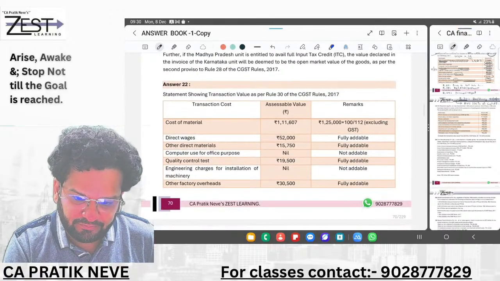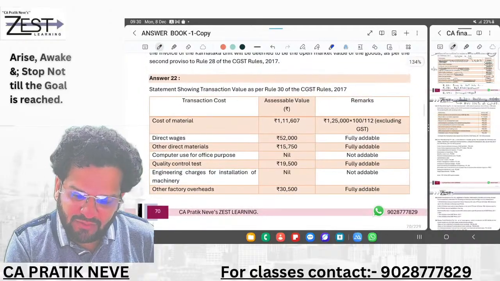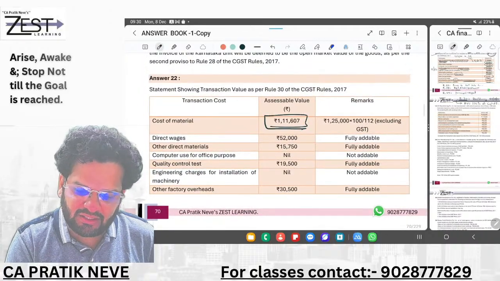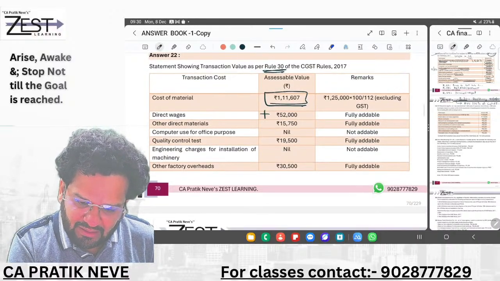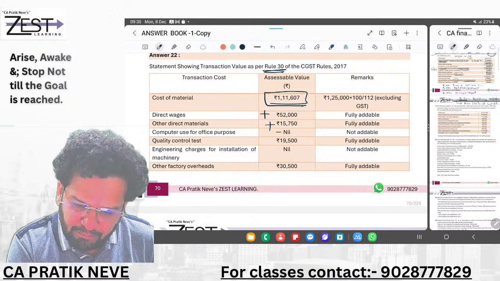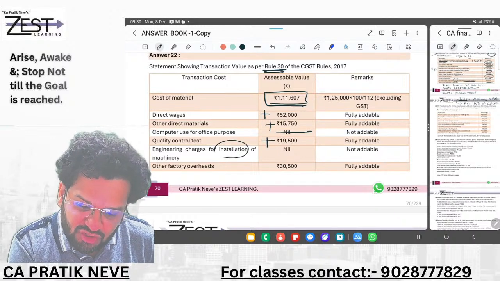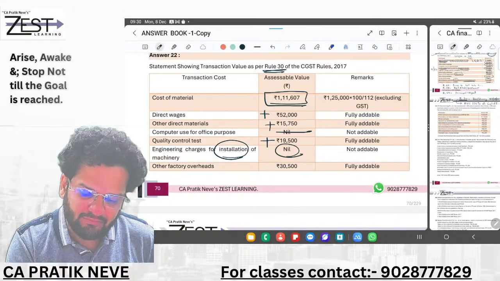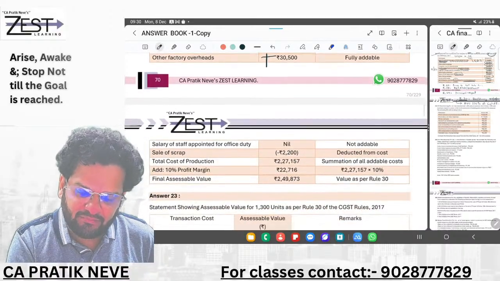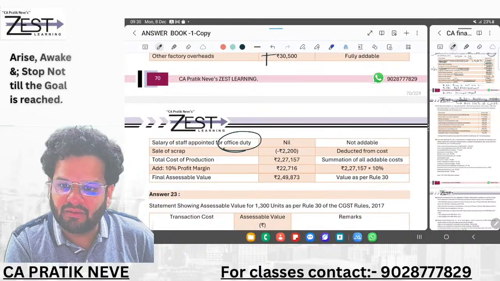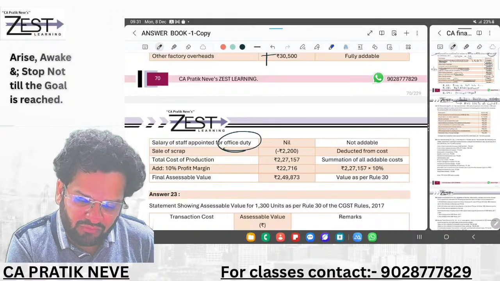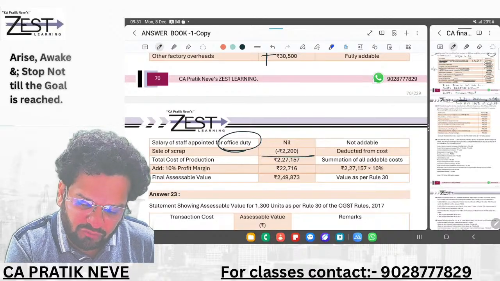So see, as we had discussed, 1,11,607 direct wages, other direct material, computer, QC, but it is installation of machine, nil. Other factory overheads, salary for office, nil. Office staff, nil. Sale of scrap, 2,200 minus. You will get total cost of production.